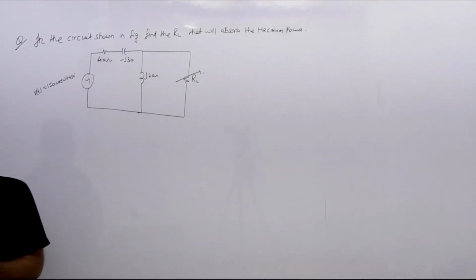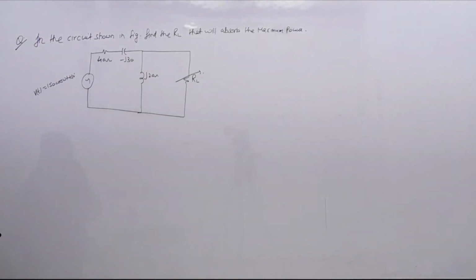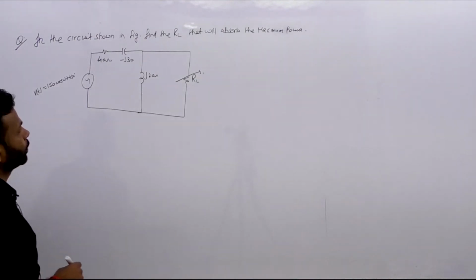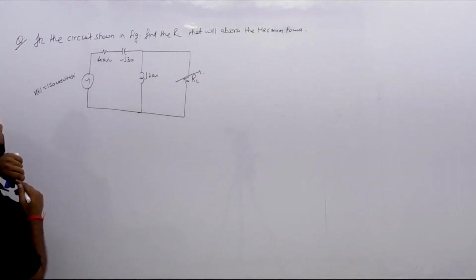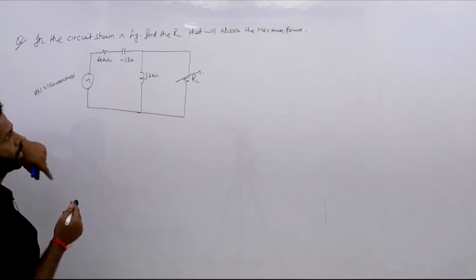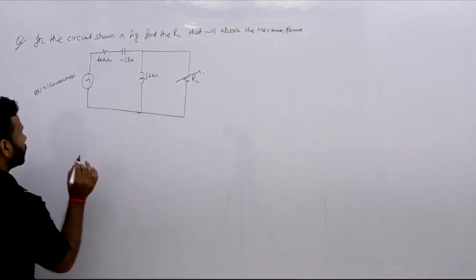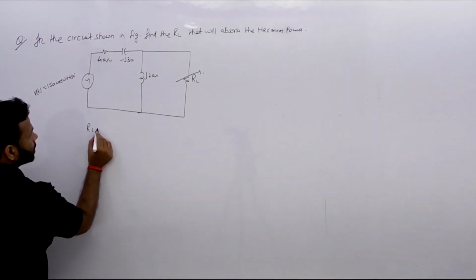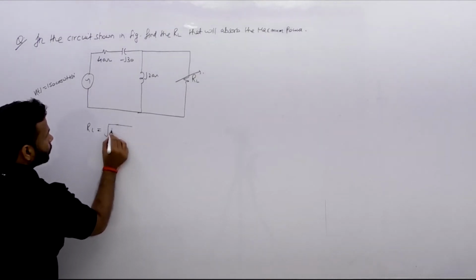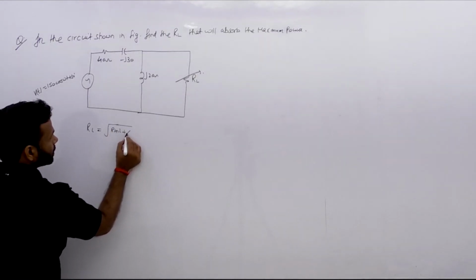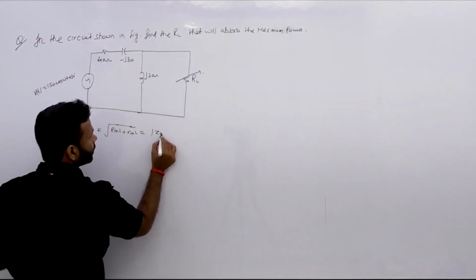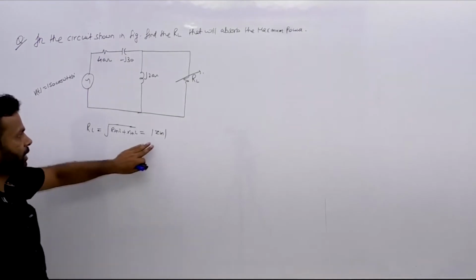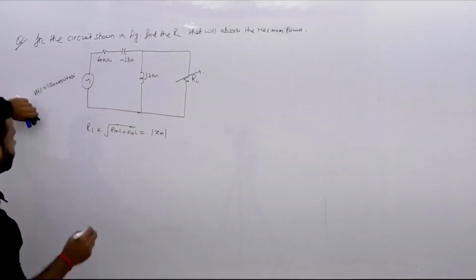So this is the problem. Now we will see how we will solve it. In the circuit shown in figure, we have to find the value of RL that will absorb the maximum power. So our only task is what? RL, if you remember, equals the square root of RTH square plus XTH square, or mod of ZTH. So our main task is to find the ZTH.